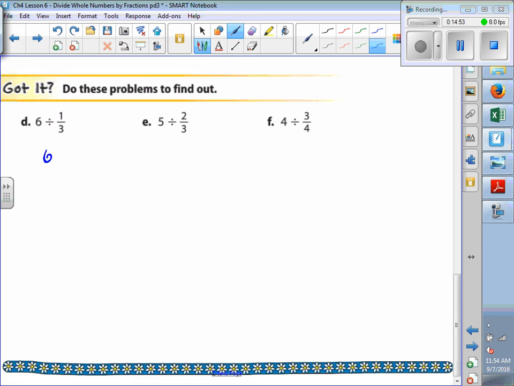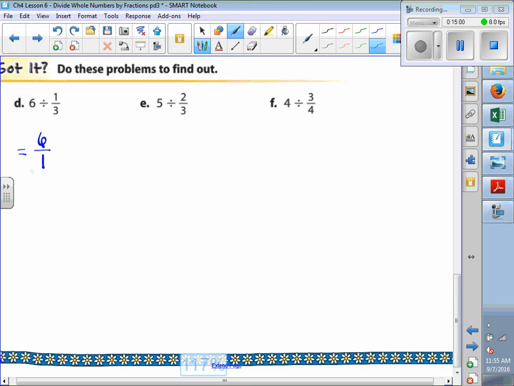So this is going to be 6 over 1. The division becomes multiplication. And the second fraction becomes the reciprocal. So 1 over 3 becomes 3 over 1. Very good. And then we multiply like normal. So 6 times 3 is 18. 1 times 1 is 1. And 18 over 1 is just 18. And there's your final answer. Got it? All right.